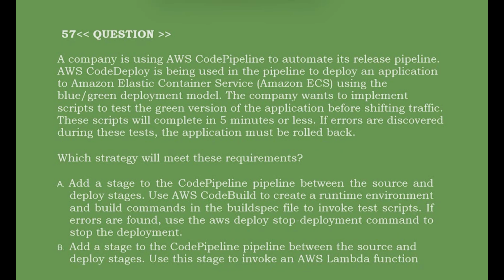Question is, a company is using AWS CodePipeline to automate its release pipeline. AWS CodeDeploy is being used in the pipeline to deploy an application to Amazon Elastic Container Service, Amazon ECS, using the blue-green deployment model. The company wants to implement scripts to test the green version of the application before shifting traffic.